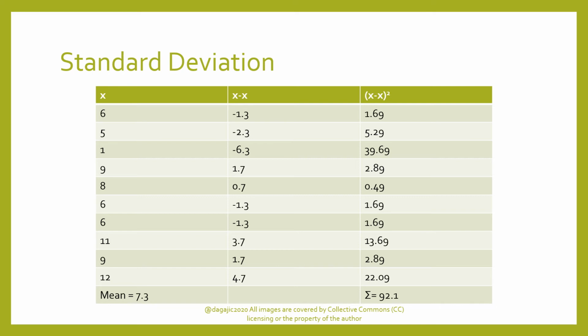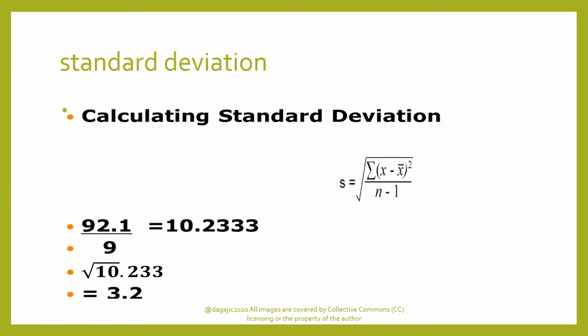We then add up those scores in that final column. So we've got sigma there. That Greek sign simply means sum of. If you see that, it just means total them up. So our answer is 92.1.